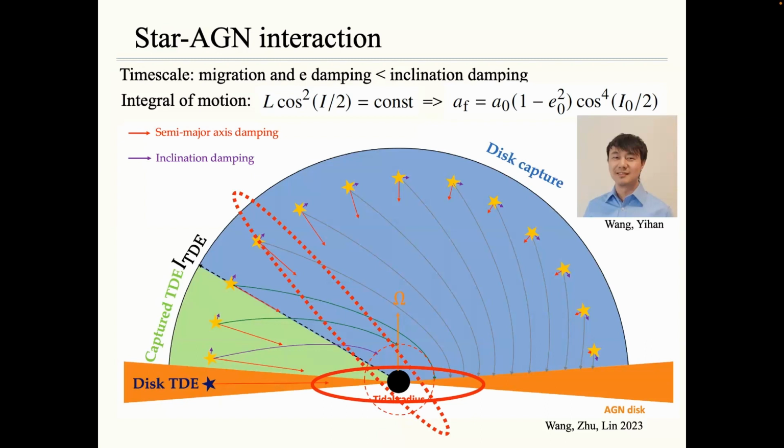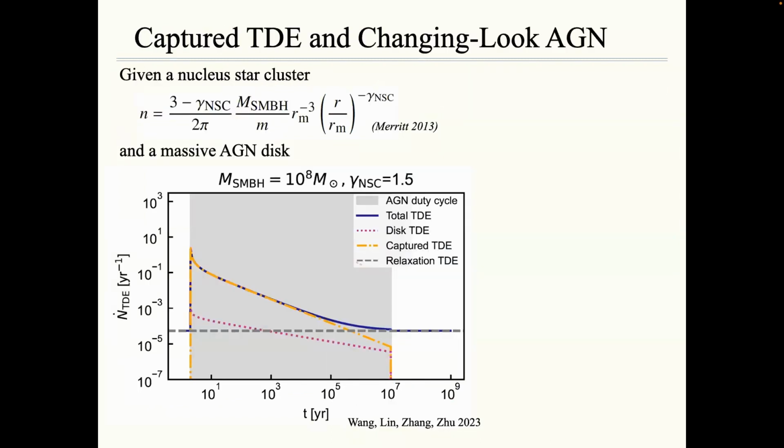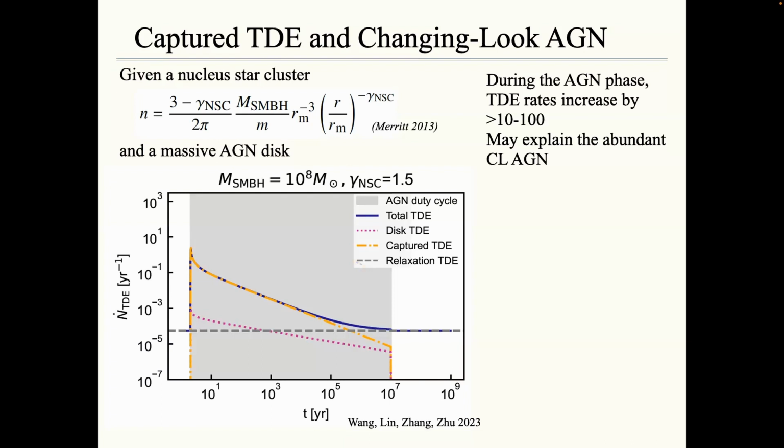So given a nuclear cluster density model, and density and mass of the AGN disk, you could calculate how fast these stars will be tidally destroyed by the black hole in this picture. So this dashed curve is the normal relaxation TDE rate. You have around 10 to the 4. And this is the disk capture TDE rate during the AGN phase. So you could increase the tidal destruction rate for stars by 1 to 2 orders of magnitude here. So during the AGN phase, the TDE rate could significantly increase due to this AGN disk and nuclear cluster interaction.